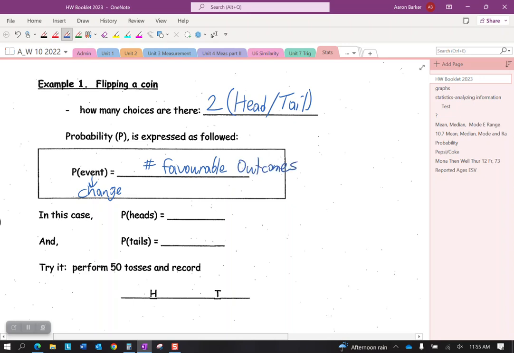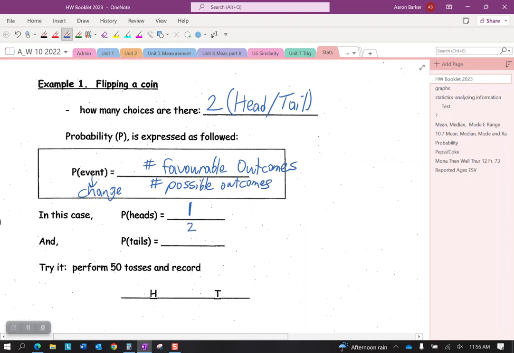So as a fraction, that number goes on top. On the bottom of the fraction, you have the number of possible outcomes. So when you're flipping a coin, how many heads are on the coin? 1. So 1 is the favorable outcome. It goes on top. How many possible outcomes are there when you flip a coin? How many sides? 2. Okay.